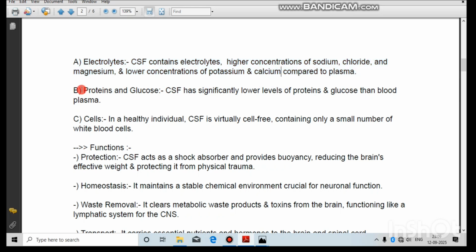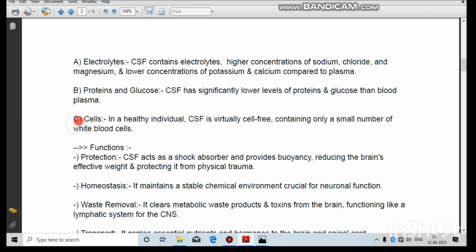The second point it contains is some proteins and glucose. CSF has significantly lower levels of proteins and glucose than the blood plasma. So in a very low amount there will be presence of protein and glucose in the CSF. Most of the time we will not find it actually. Why? Because of the large size of the proteins and glucose molecules, those will not be filtered here, because the CSF is formed by the ultrafiltration of the blood plasma. Because of the ultrafiltration, the proteins will not get filtered, so they will not have entry into the CSF, because of their negative charge and large size.